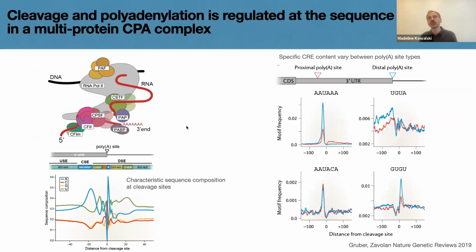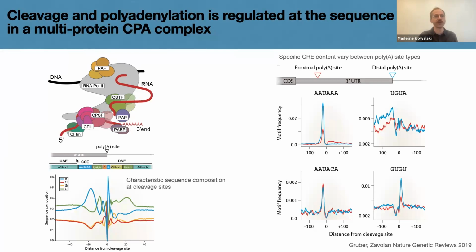So cleavage and polyadenylation is, at the end of the day, regulated at the sequence level in a multi-protein complex, the cleavage and polyadenylation complex. And this complex, as I said, travels together with RNA pol2 and is itself composed of multiple subcomplexes, like, for example, the cleavage factor 1 complex, the CPSF complex, or the CSTF complex. And these scan the nascent transcript for different regulatory elements in different parts of the nascent transcript.